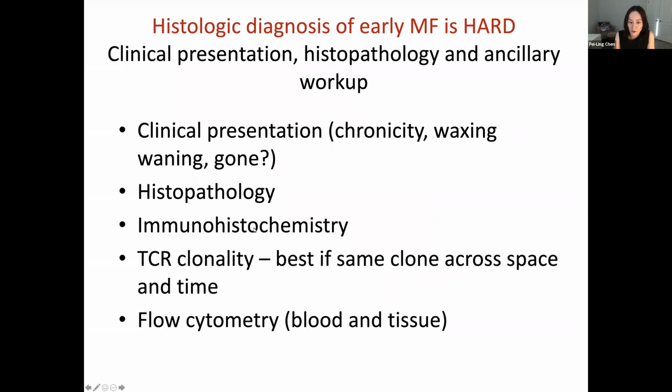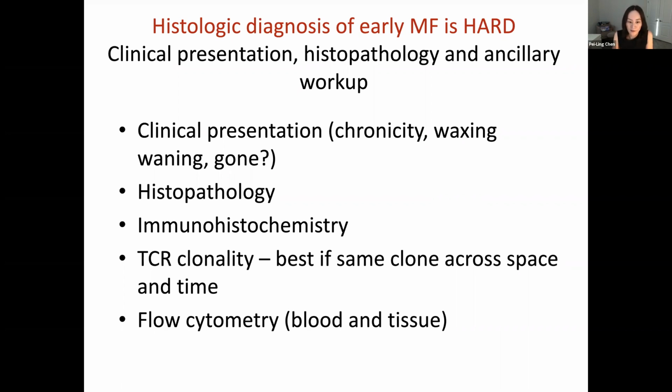I also perform immunohistochemistry. As I mentioned, the CD4 to CD8 ratio. Is there a loss of CD7 or other T cell lineage markers? So that's one thing. TCR clonality, as I mentioned, is best if the same clone is found across space and time. And sometimes we supplement by flow cytometry in both blood and tissue. So this is a lot of workup, and the pictures may not always add up. For example, you can have histopathology that looks very much like MF, but clinically it doesn't fit, IHC doesn't fit, TCR also doesn't fit, then we back off. I would let my clinician know it's suspicious for, but not diagnostic of.